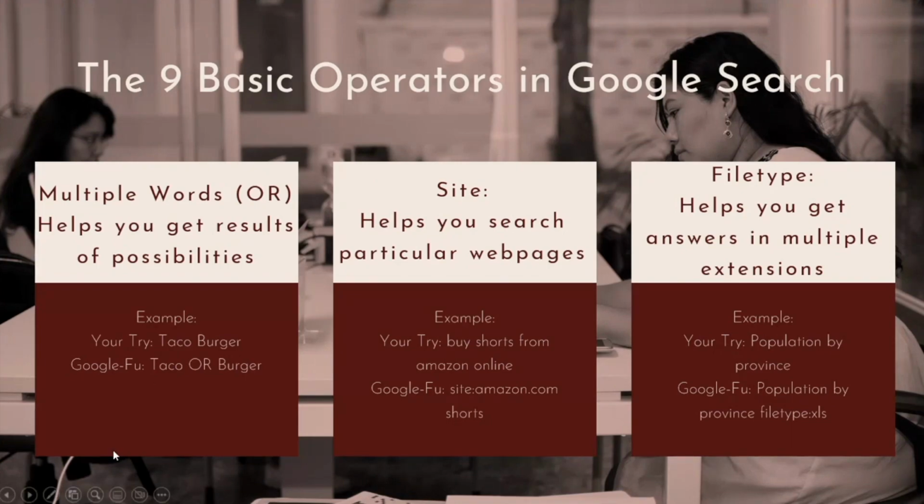Multiple words gives you more possibilities when you're kind of confused. So if I try taco burger recipes, I'm going to get anyone who's tried to make this unholy creation, I guess. But if I look for taco or burger recipes, the or will give me different ones from these categories.